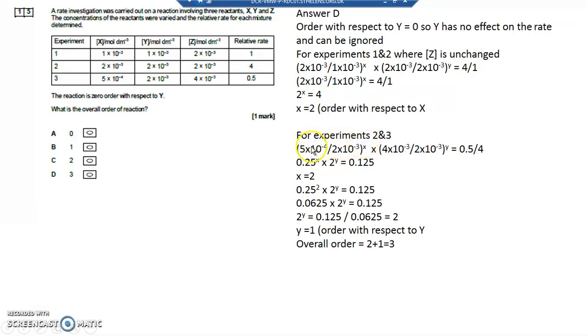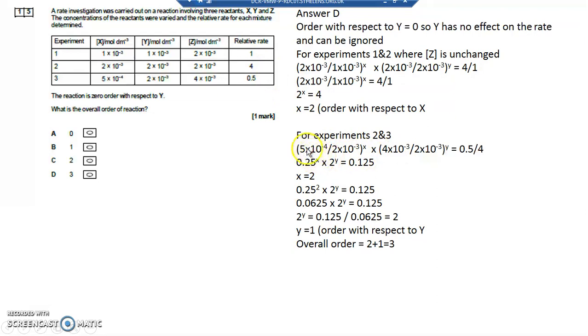So for experiments 2 and 3, we take the 5 times 10 to the minus 4 divided by the 2 times 10 to the minus 3 raised to the power x, which we now know is a 2, multiplied by 4 times 10 to the minus 3 divided by 2 times 10 to the minus 3 raised to the power y, where y is the order with respect to z, chemical z, equals 0.5 divided by 4.